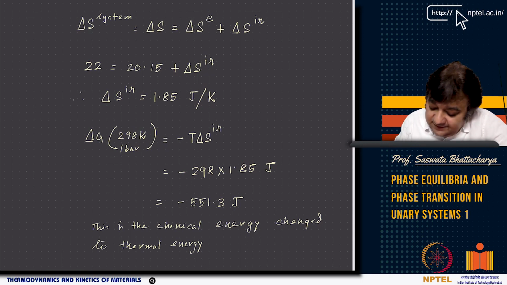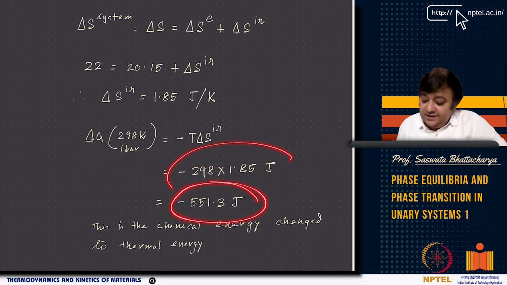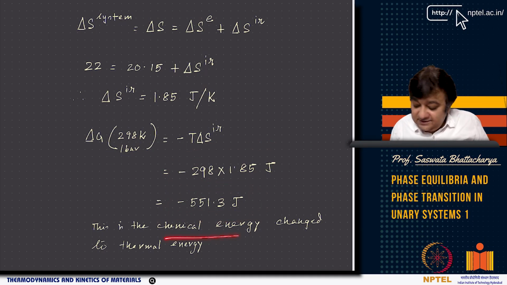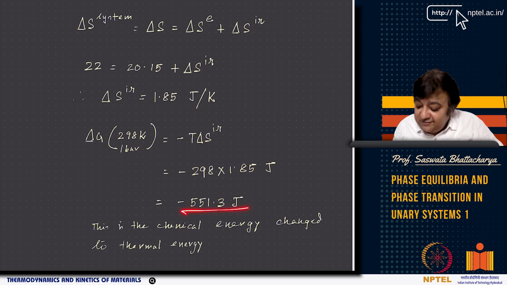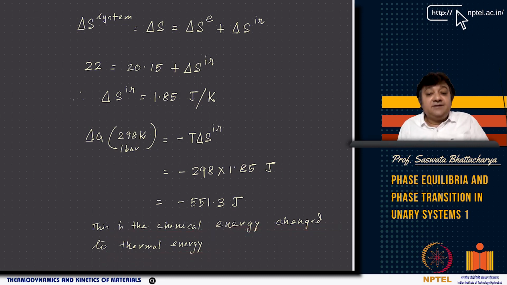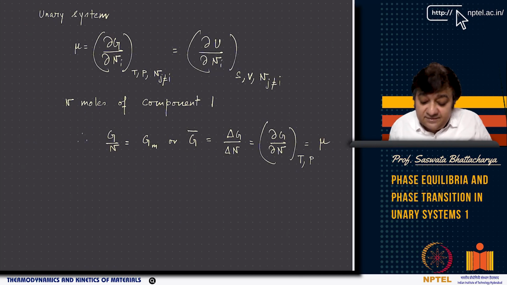Now, if you think of delta G, as I told you, this is nothing but minus T delta SIR, which is basically minus 551.3 joules, right? This is the chemical energy which is changed. This is the amount of chemical energy or this free energy change, this minus 551.3, right? 298 times 1.85 with a minus sign is nothing but delta G, and this is the chemical energy that is changed to thermal energy, right? That is converted to thermal energy, right?